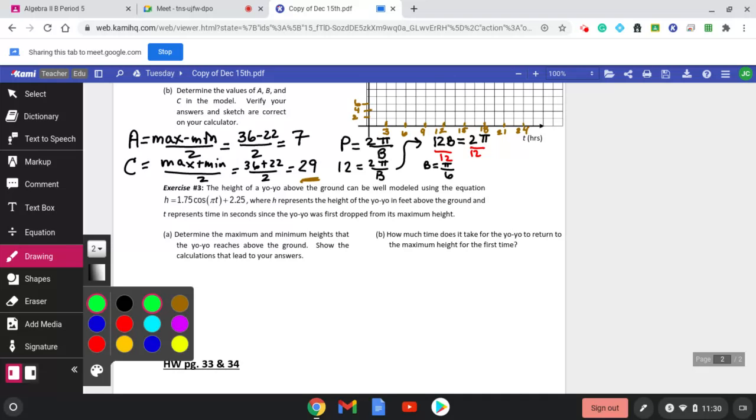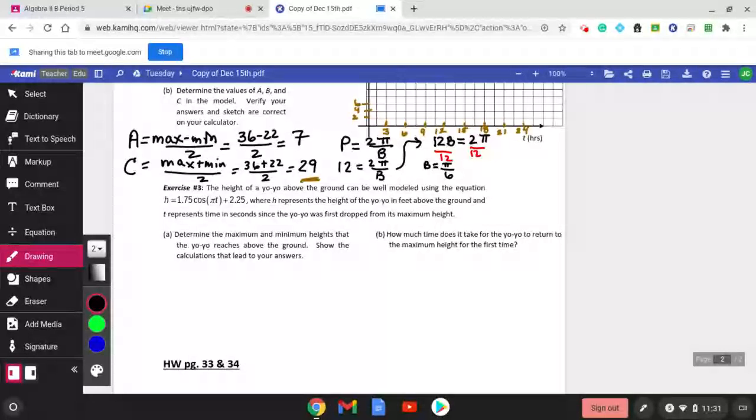It's like a cosine curve, isn't it? It starts high, goes to its minimum, comes back up to its max where it started, right? It's a cosine curve. So I give you the equation that this yo-yo takes. You got the max and the min here for me? Using the equation. Do we remember how to find the max and the min using the equation? If you don't, that's fine. We'll refresh your memory.